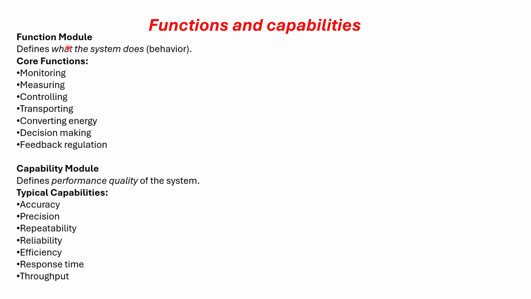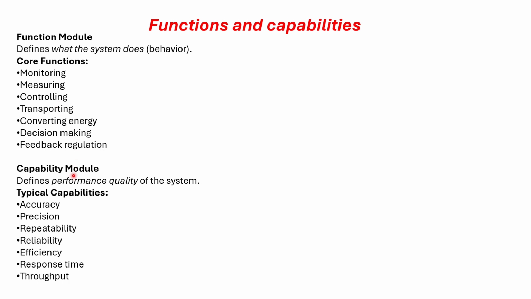For example, the core functions which I have listed here are monitoring, measuring, controlling, transporting, energy conversion, decision making, and feedback regulation. These are some of the core functions of the system. These functions represent the main activities which need to be performed by engineering systems. If you take a real example, in an automatic conveyor system, the sensor monitors the object, the controller makes a decision, the motor transports the material, and the feedback system regulates the operation. All these actions belong to the functional model.